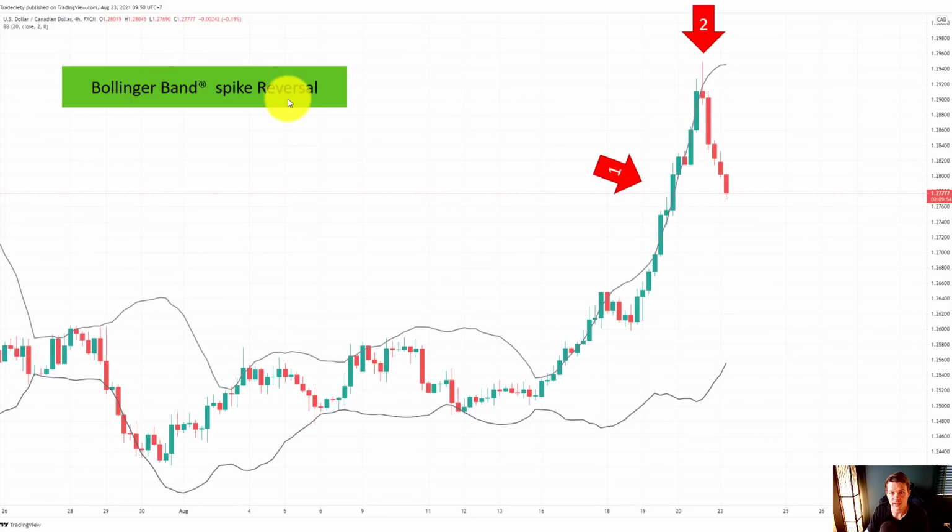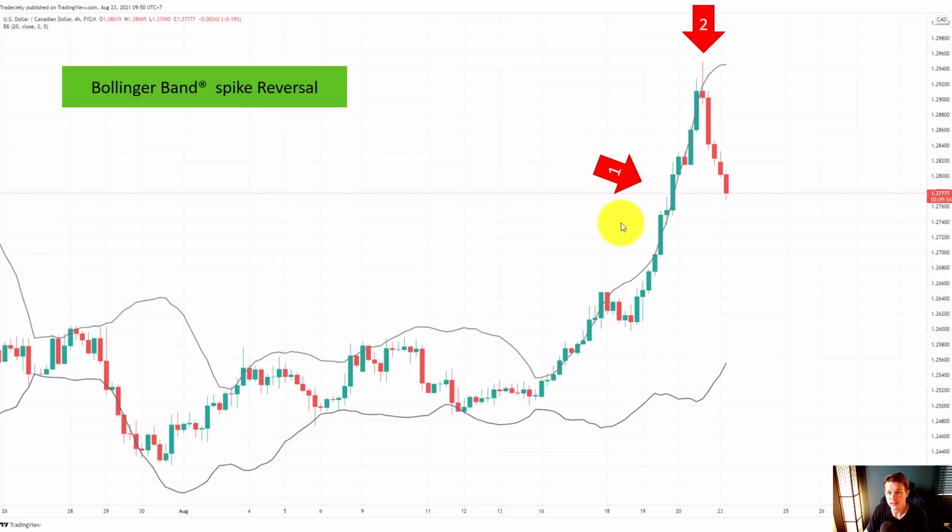Here we have a Bollinger Band spike reversal, and there are a few components that are coming together here. So first of all, this is happening on the US dollar Canadian, which is obviously a Forex pair, and Forex is generally considered a mean reversion market. So this means that in Forex, you usually see that the price is trading around a moving average. And this means that trends don't last as long as they do in stocks, for example.